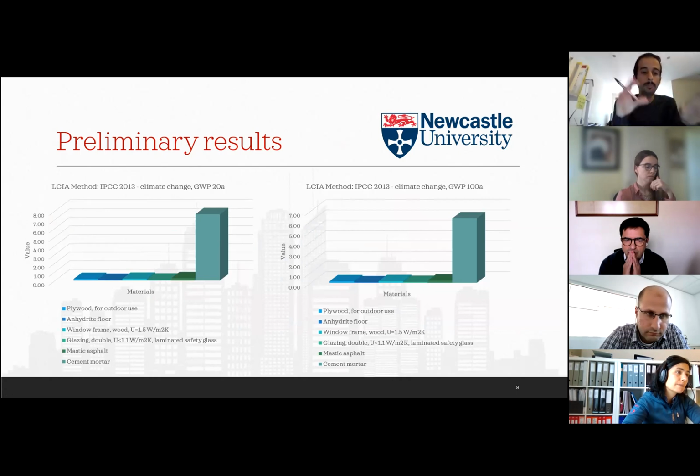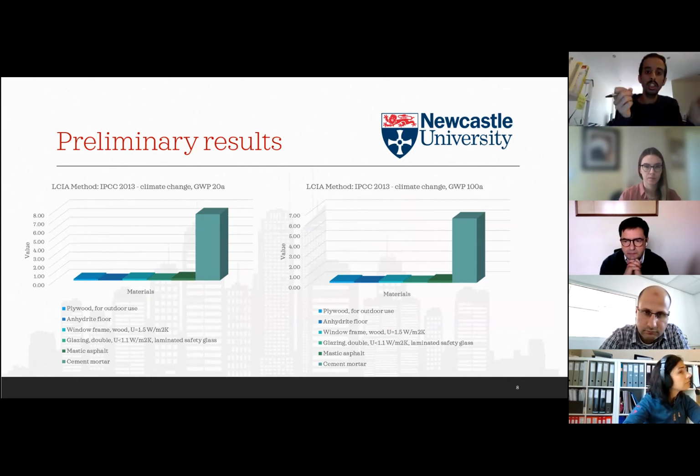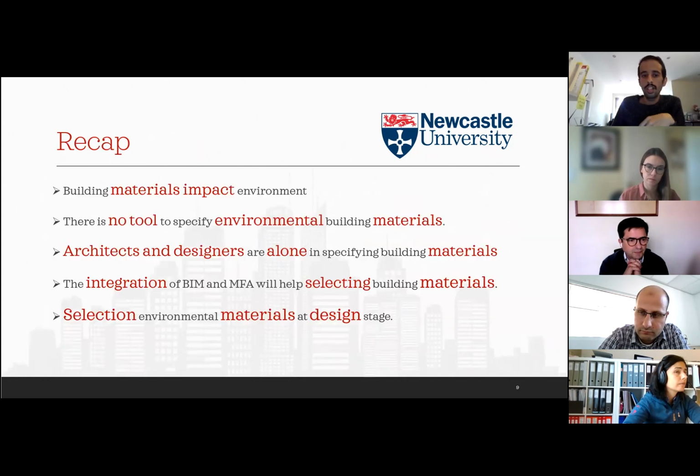As we can see, different materials have a great impact on the environment, as I used the IPCC method, climate change, GWP 20a and 100a. As we see, cement is the material with the most impact on the environment.